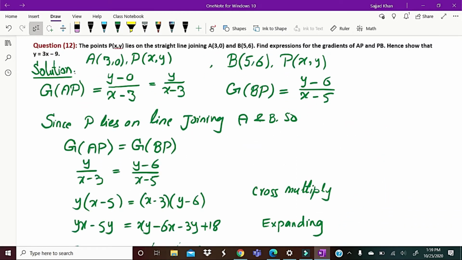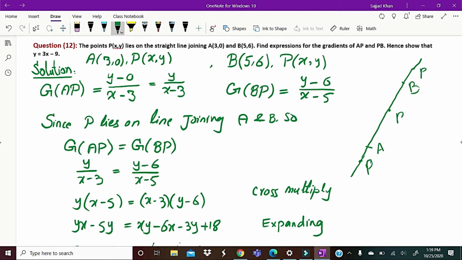Question number 12. You are given a point P(x, y) which lies on a straight line which is joined by A and B. So you have a line with A and B, and there is a point, it could be here, the line could be here, P could be here, it could be here, or it could be here. So this is the point that lies on this line. Find the expression for the gradient of AP and BP. So we need to find out the gradients of AP and BP and show that this is given by y is equal to 3x minus 9.